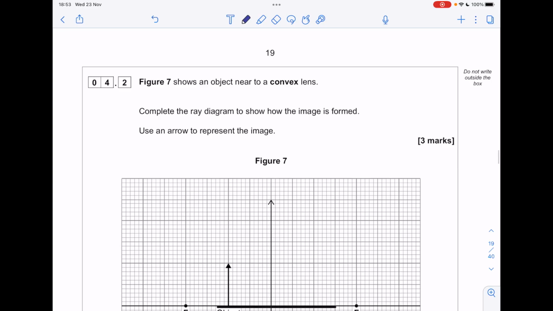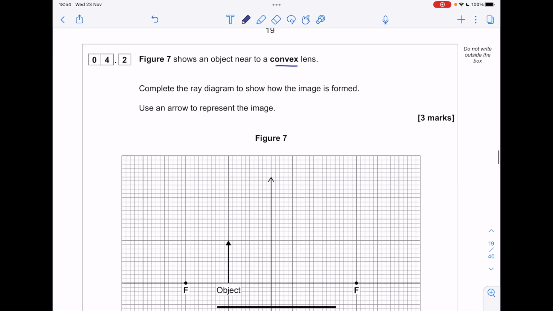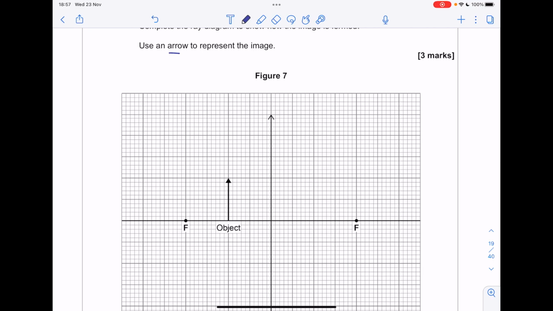Figure 7 shows an object near a convex lens. Complete the ray diagram to show how the image is formed. Use an arrow to represent the image. So remember, when you do this with a convex lens, we take a ray that goes and hits the lens, then it goes through that focal point here. Add an arrow, and then we need to track it back behind the lens.